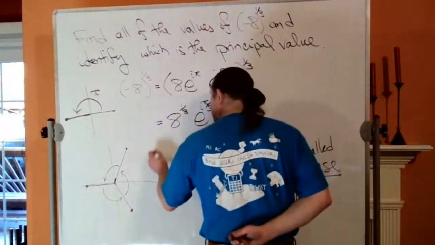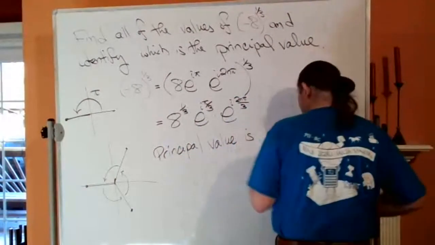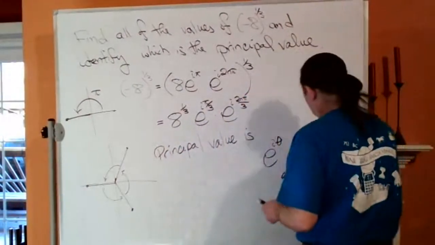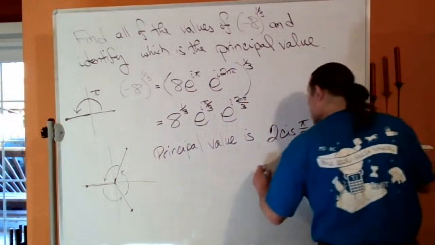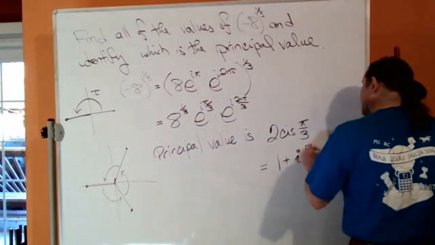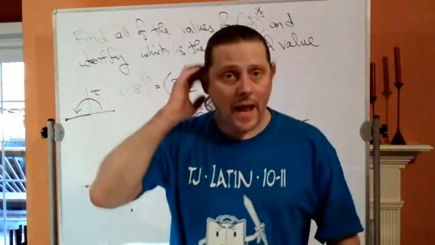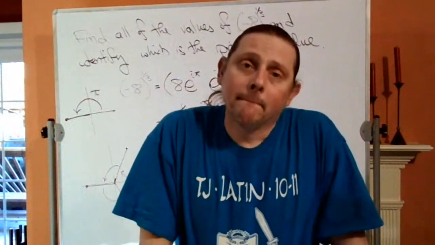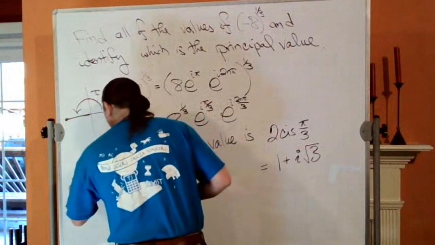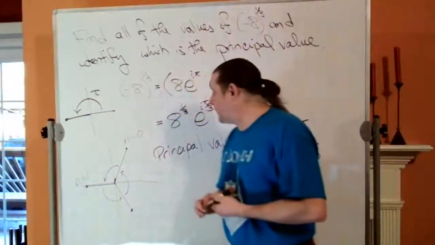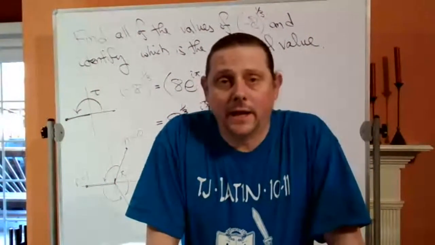But the principal choice is 2 times cis pi over 3, which is 1 plus i root 3. That's the principal value of -8 to the 1/3. If I wanted to get just -2, I would need to use n equals 1. I would have to go around the whole circle first and then across to the negative real axis.